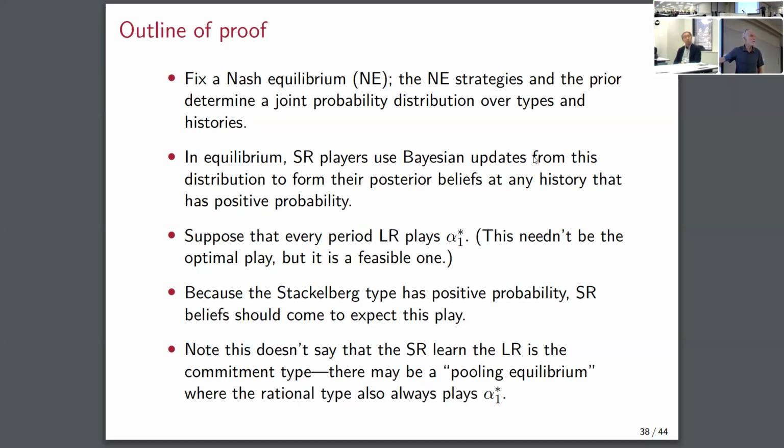You can imagine what's called a pooling equilibrium. Suppose the rational type and the commitment type both play alpha one star all the time. Then there's no data. People don't change their beliefs. But the theorem doesn't say short-run players learn the long-run player's commitment type. It says the long-run player gets a dichotomous payoff. If the short-run players think that both types play alpha one star, of course they play a best response to alpha one star.